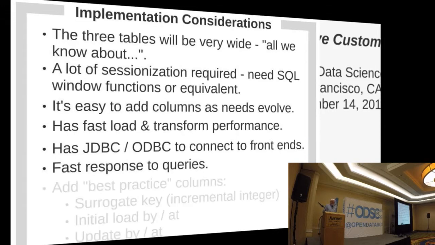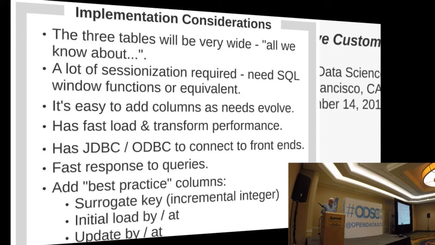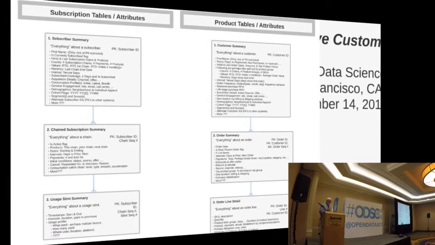And then finally, I'm going to ignore this for the rest of the talk, but the best practice columns when you build data tables, there's things like you want to put in there surrogate keys and initial load and update information. So here are two parallel examples of the subscription model and the product model. I don't have column names in here, but I have a shopping list of the types of attributes. And I'll dig into this a little bit, but not a whole lot.